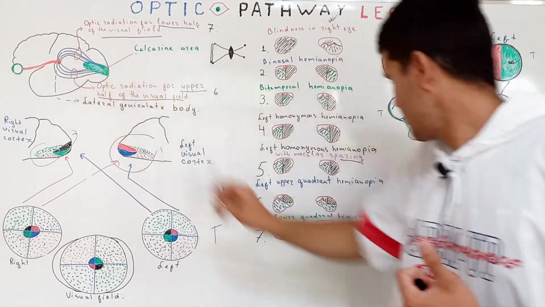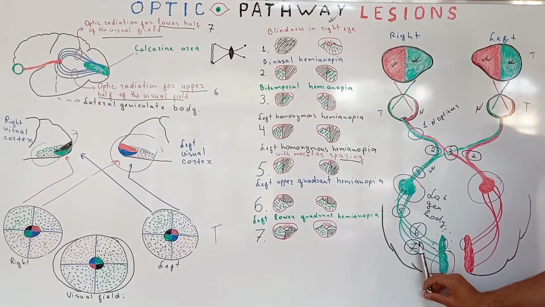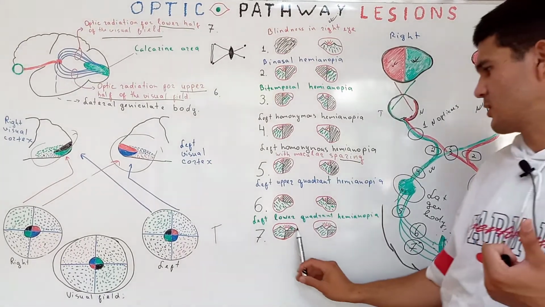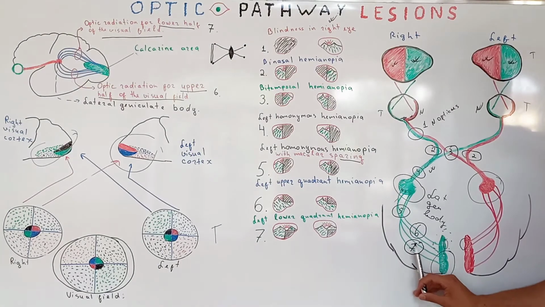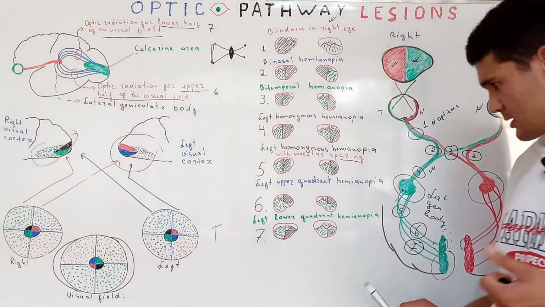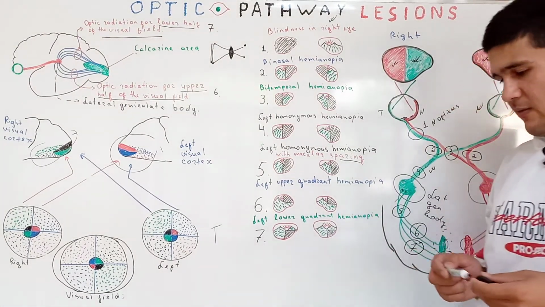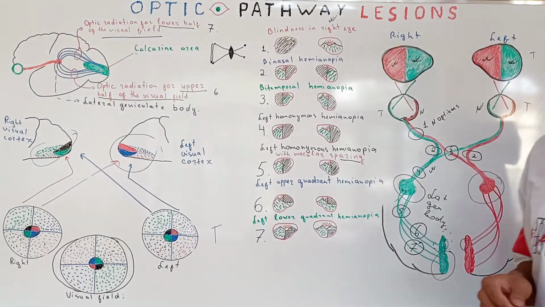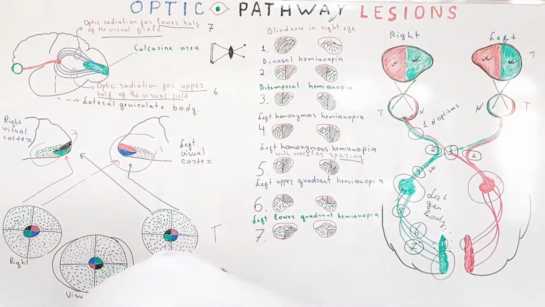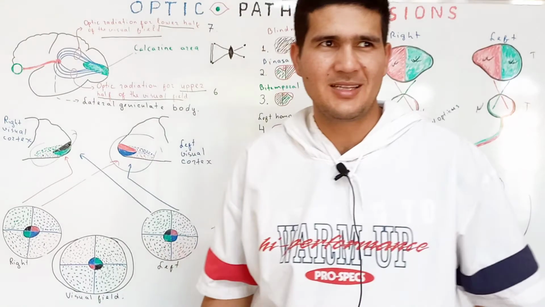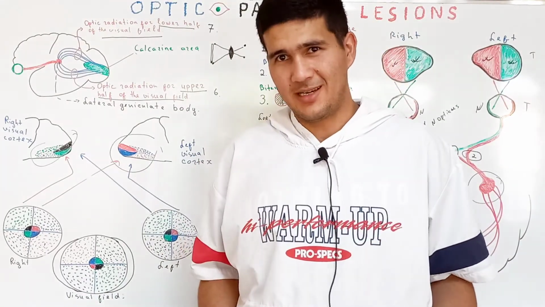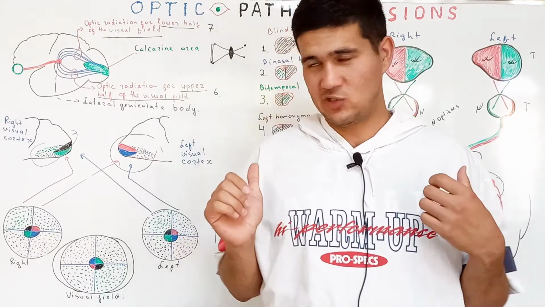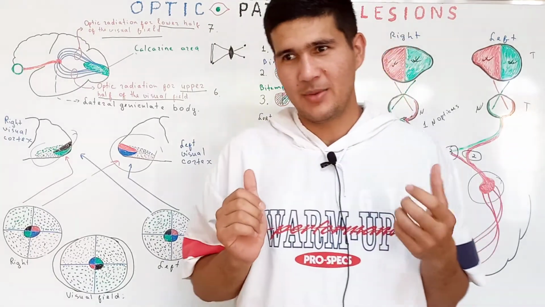These fibers accept the impulses from the lower quadrant. According to damage of the optic radiation from this part, the patient can suffer from left lower quadrant hemianopia.